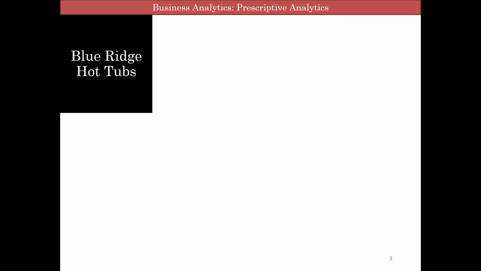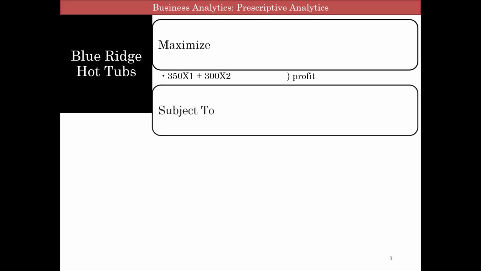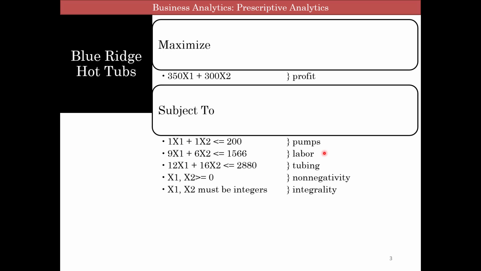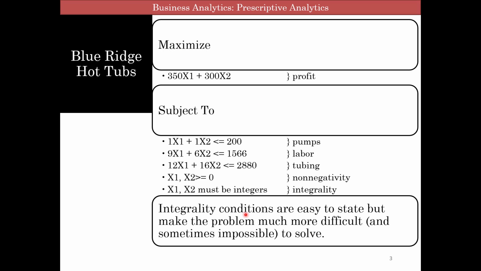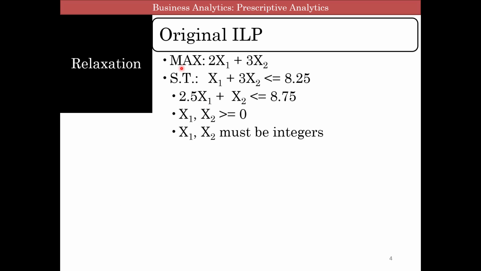So let's take the Blue Ridge hot tubs. Remember the aqua spas and hydroluxes. We were trying to maximize aqua spas and hydroluxes, subject to a certain number of constraints here. Now, one of the things which we did not specify was that this x1 and x2 must be integer. The integrality constraints are easy to state, but they make the problem much more difficult and sometimes impossible to solve. So the original ILP is essentially integer linear programming.